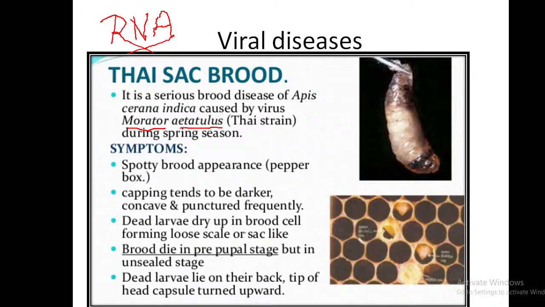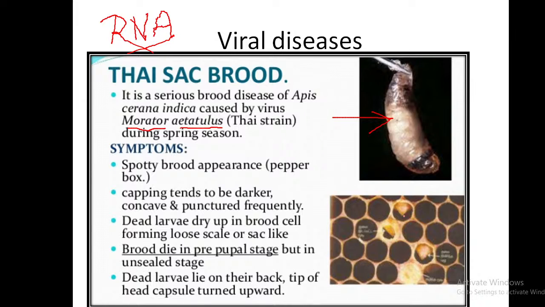The dead larva dries up in the brood cell, forming a loose scale or sac-like form. This is a picture of a larva. It will hang inside the hive. The brood dies in the pre-pupal stage, before becoming a pupa, in the unsealed stage. The dried little larva hangs like this. That is why it is called sac brood disease.